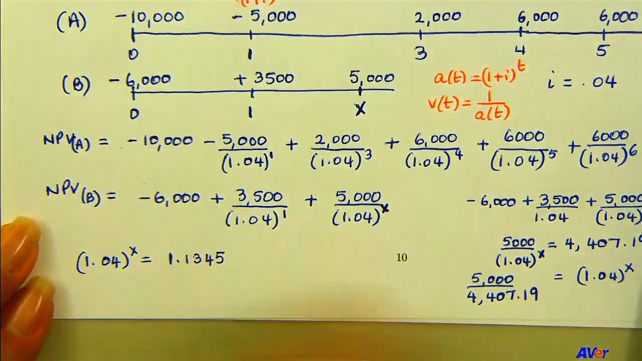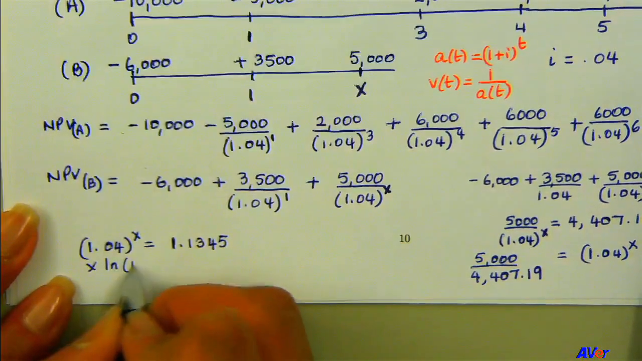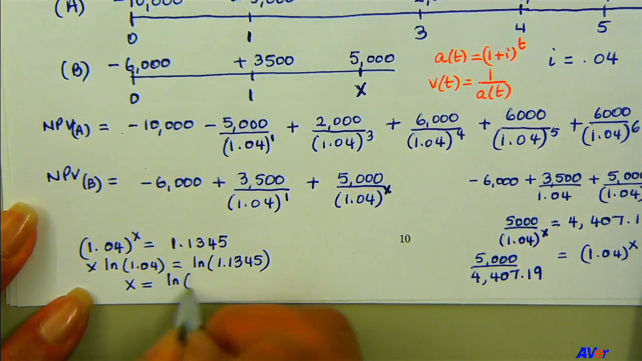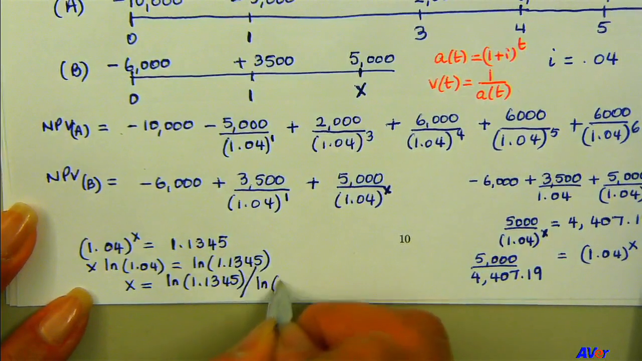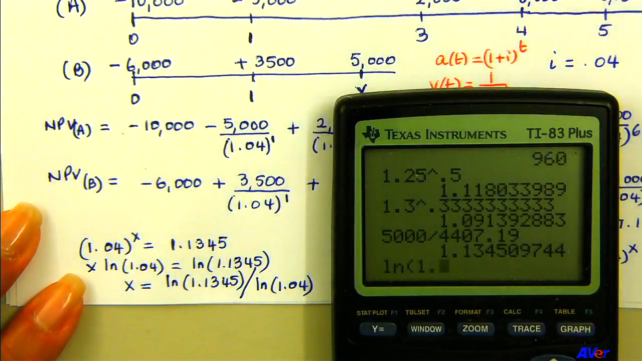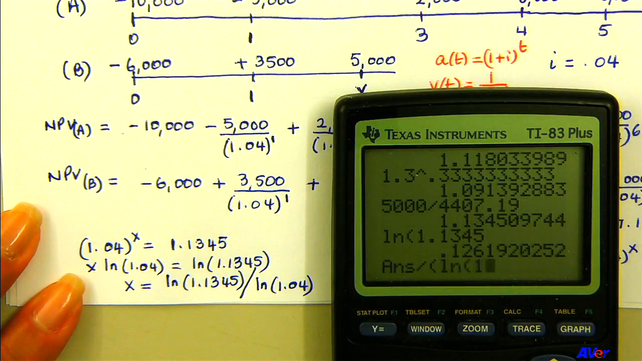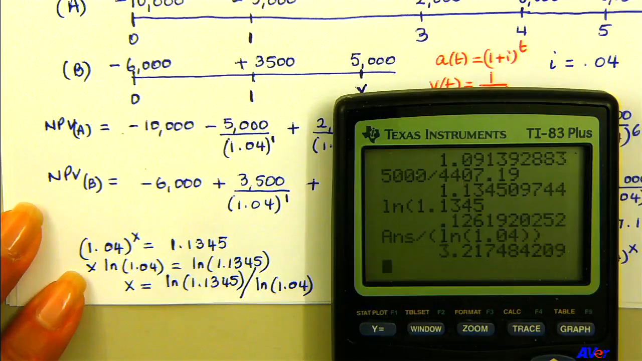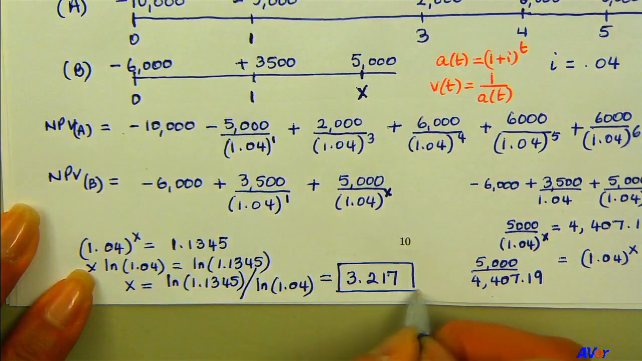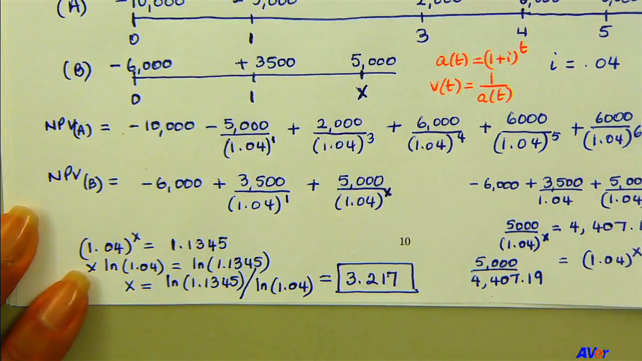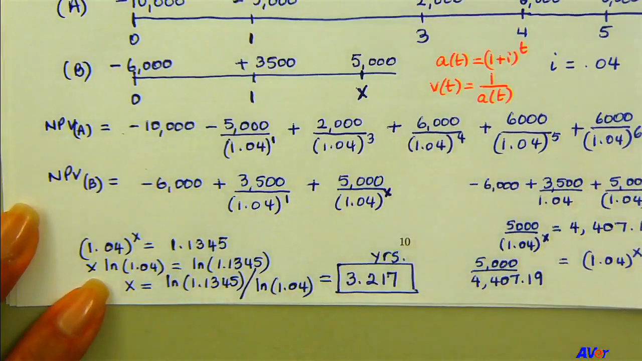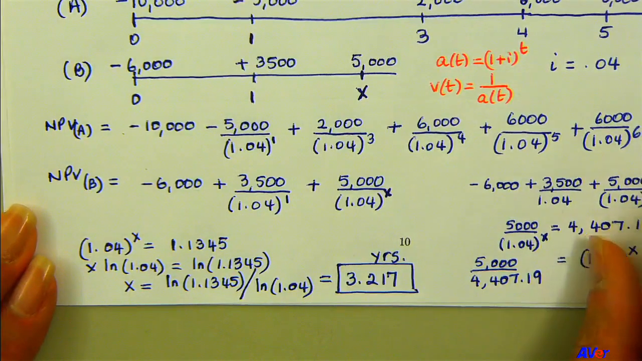1.1345. Let's take the ln of both sides. x ln 1.04 equals ln of 1.1345, and therefore x equals ln 1.1345 divided by ln 1.04. So ln of 1.1345 divided by ln 1.04 is 3.217. So x equals 3.217 years. Get it? Years. That's my unknown. Everybody good?